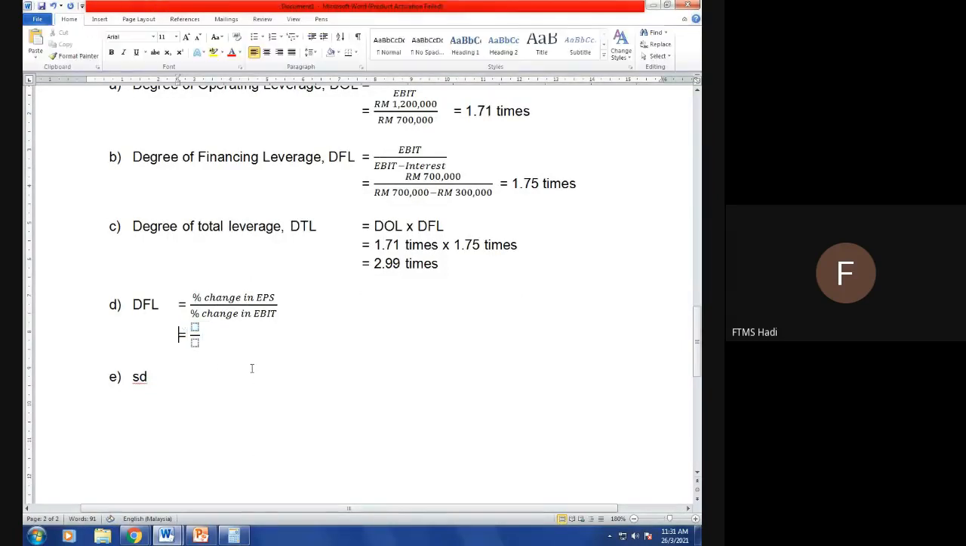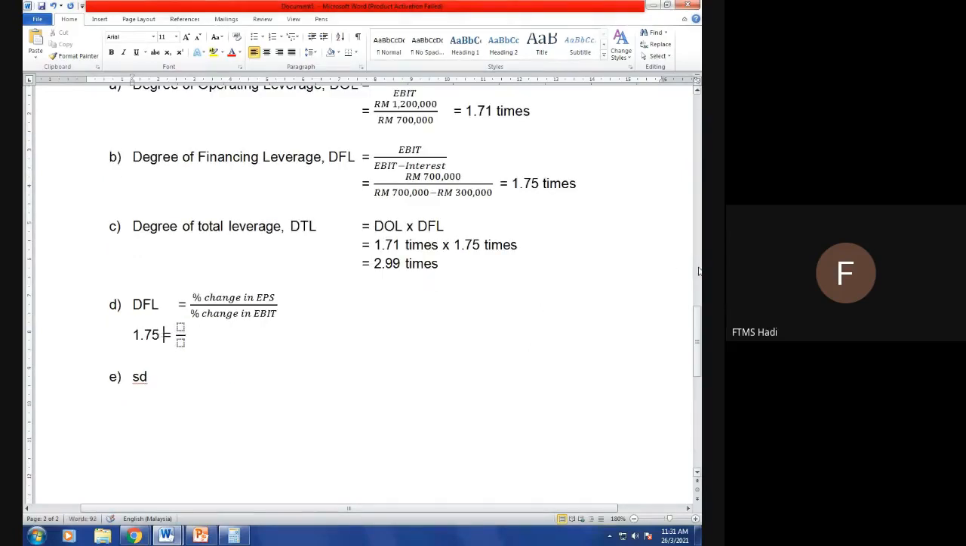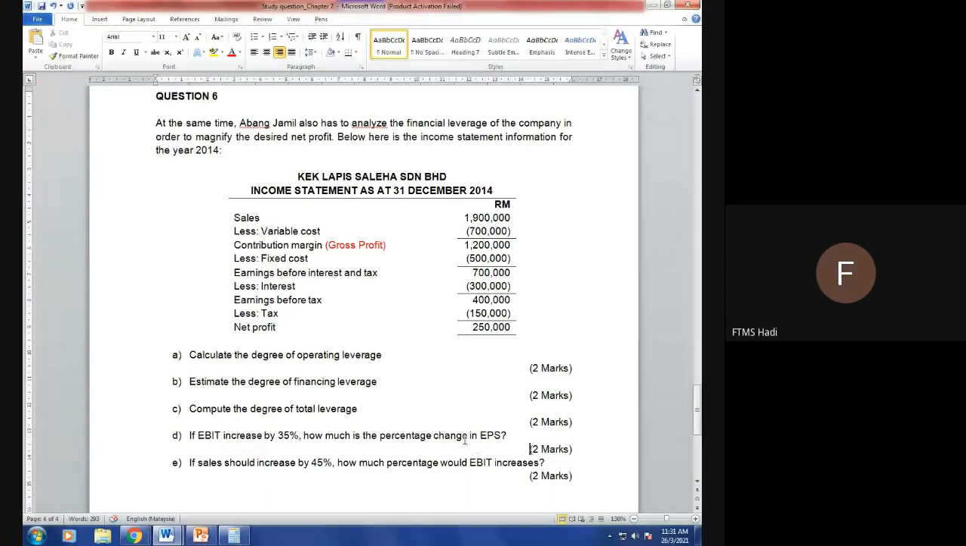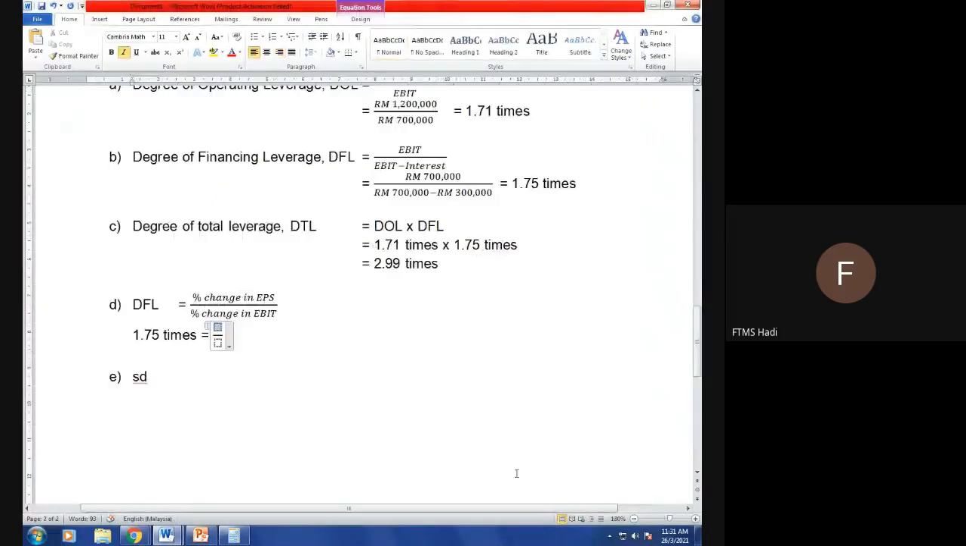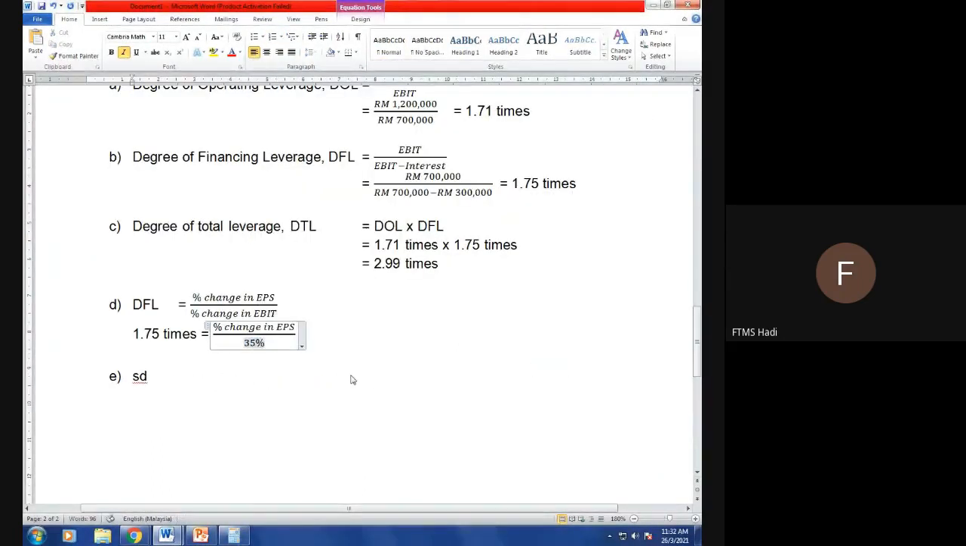For the DFL value, take it from here, because you got DFL 1.75 times. This is a situation whereby you will play with the figures. Percentage change in EPS, because you want to find this one, divided by percentage change in EBIT. EBIT increased by 35%, so this one is 35%.